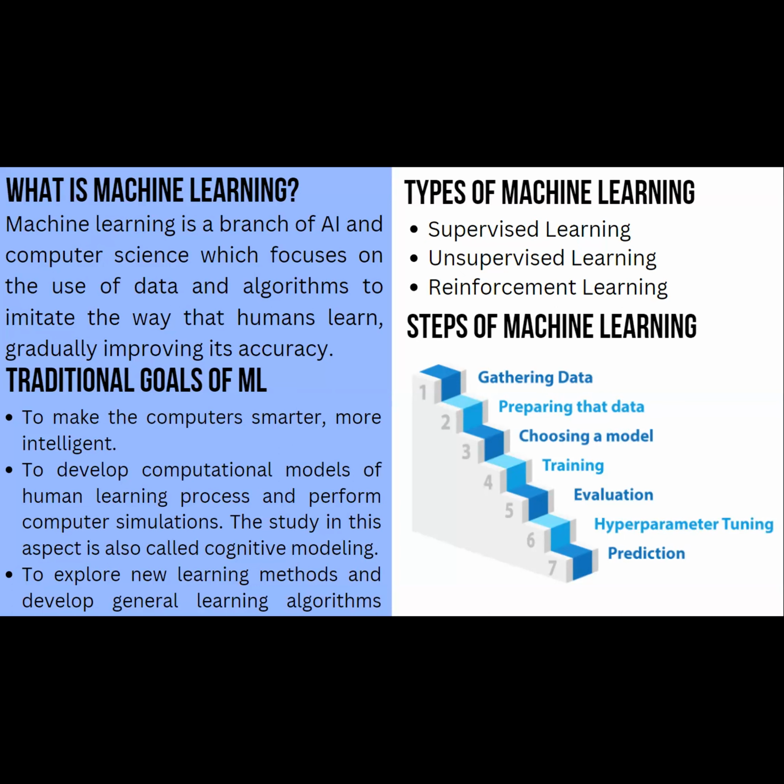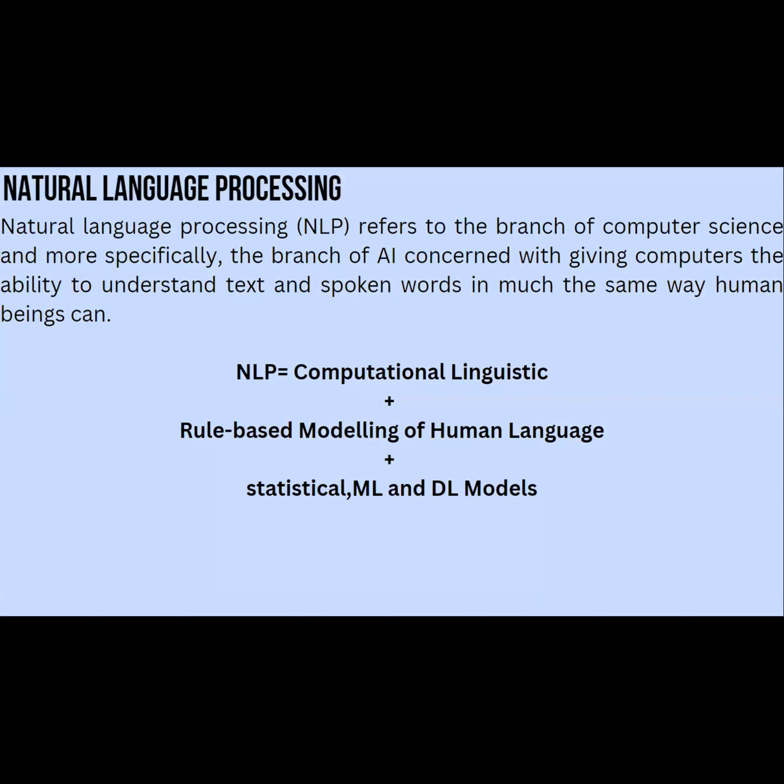So in AI we have one of the terms called machine learning. Next comes natural language processing. Now, natural language processing uses both AI and machine learning. Along with that, it uses some rule-based modeling of human language.